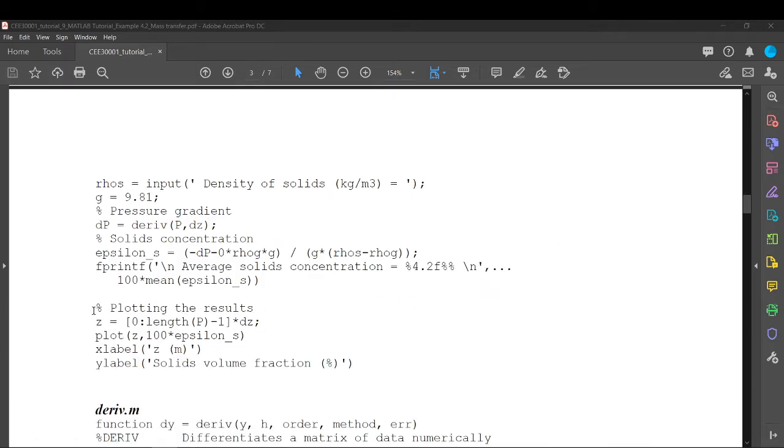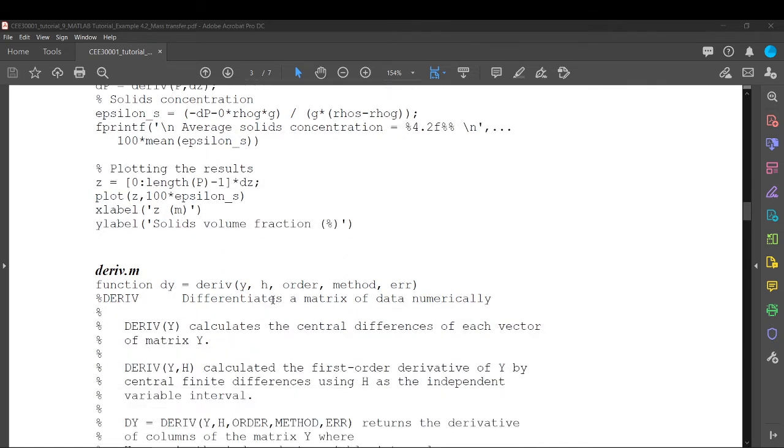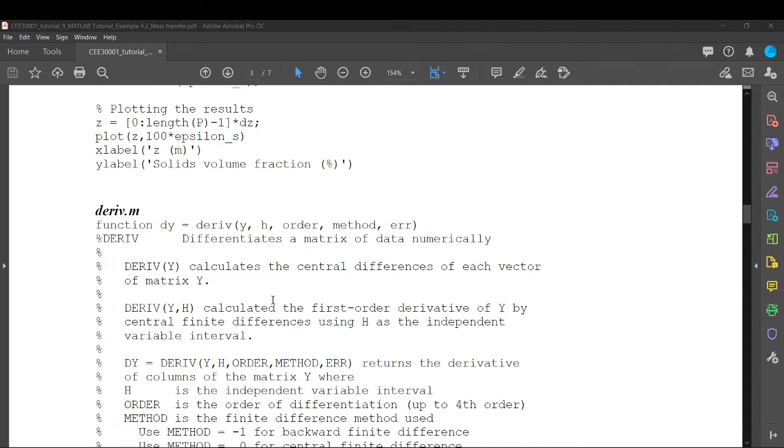Then we will plot the results, in which the X label will be Z, and the Y label will be the solid's volume fraction. So we will plot Z as the X and Y as the solid volume fraction, which is 100 multiplied by epsilon itself, because it is in percentage. So this one is your derive function.